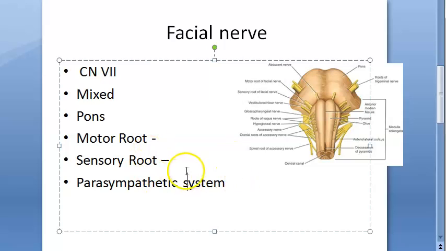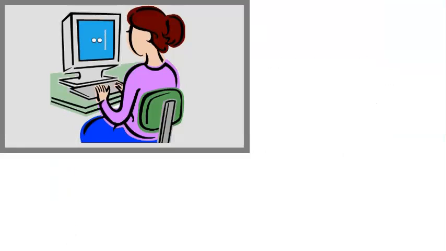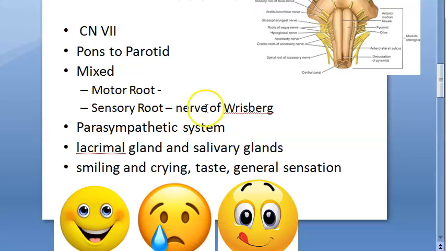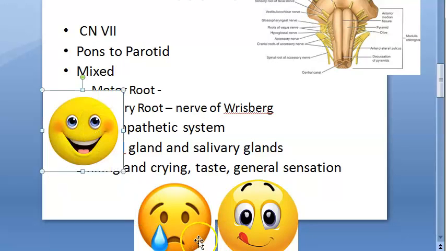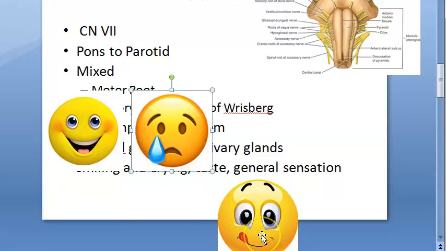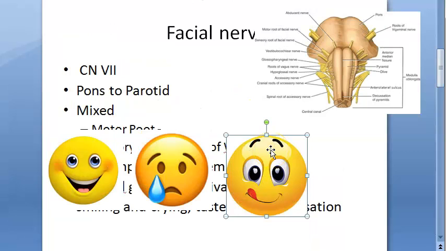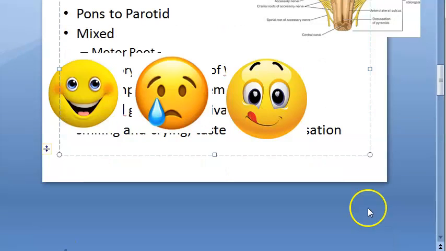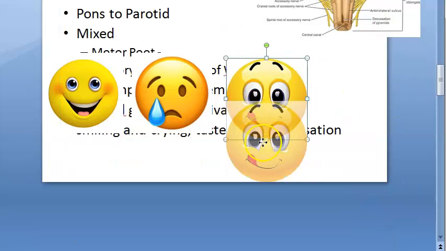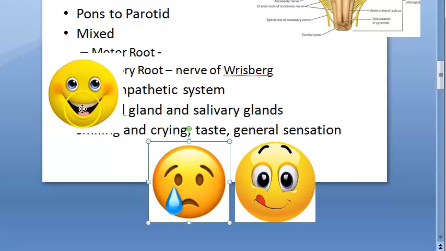Okay, so now let us look at the details. What are we looking at today? The facial nerve. Which cranial nerve is it? It is the 7th cranial nerve. What does it do? It helps in smiling, crying, there is the lacrimal gland, tear secretion, and taste, and also general sensation. So these are the functions.